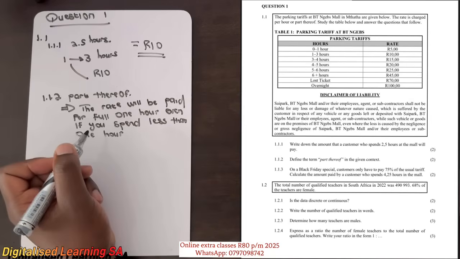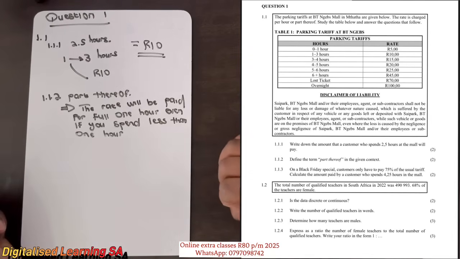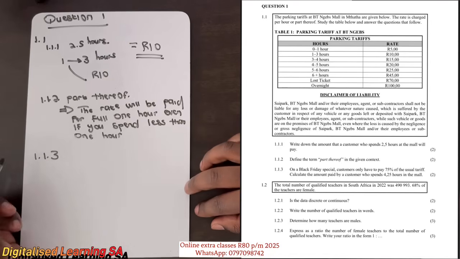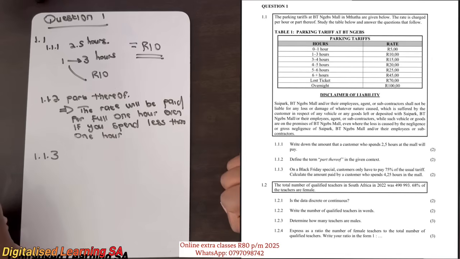Okay, so we are done with question 1.1.2 and we'll be moving to question 1.1.3. So we are left with 1.1.3. It says that on a Black Friday special, customers only have to pay 75% of the usual tariff. By tariff, they mean the rate or the price. Calculate the amount paid by a customer who spends 4.25 hours in the mall.